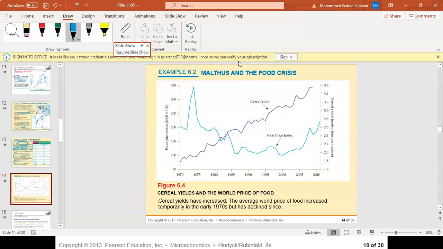So, Malthus and food prices. This is figure 6.4, cereal yields and the world price of food. What happened from 1970 to 2010? Look at the world price of food index. It is relatively stable over time, with a tendency to increase from 2005 to 2010. But what about cereal yield? Look at that. Cereal yield is continuously increasing. Because of this continuous increase, more food is available now. And this was made possible by innovation and technology.